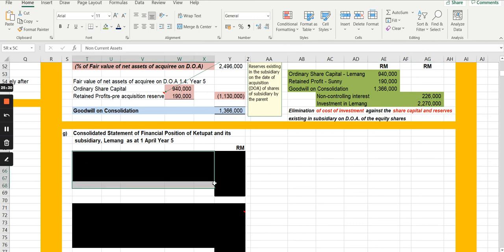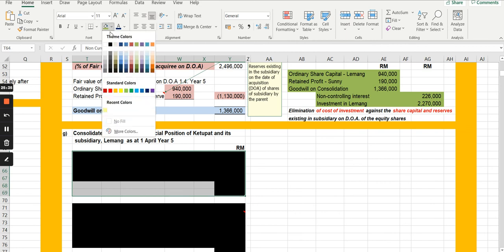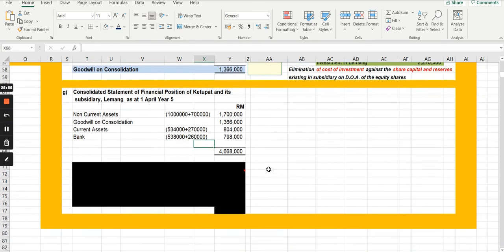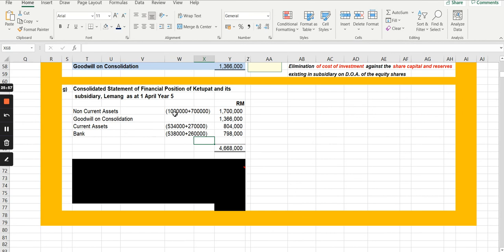So let's prepare the statement of financial position. I've prepared this. So we are going to combine. When you combine, for the non-current asset, you just add up the one of the parent with the one of the subsidiary. Goodwill is being capitalized. Current asset, you just add up parent and subsidiary. Bank account, you also add up. There are no intra-group transaction yet, so it's just a matter of adding up what you have in parent and what you have in subsidiary. Remember, this is done by Ketupat, the acquirer.